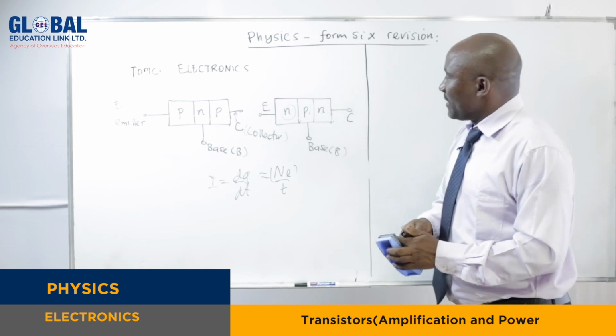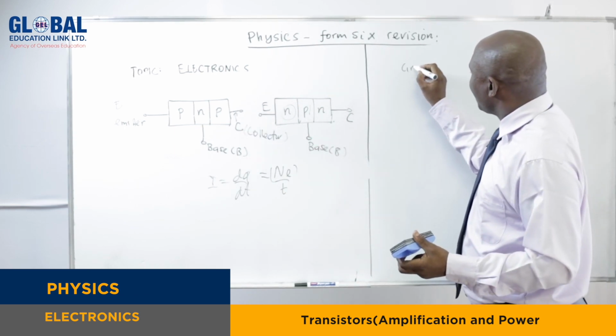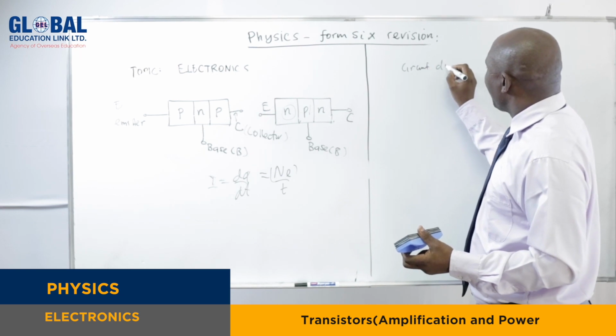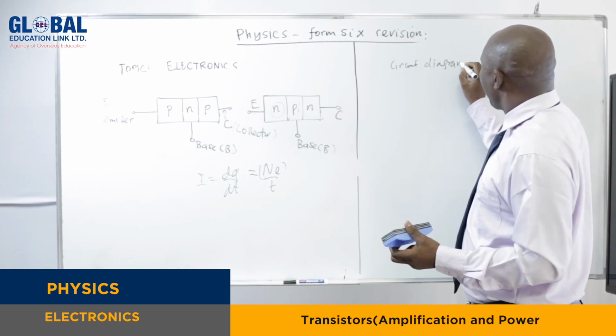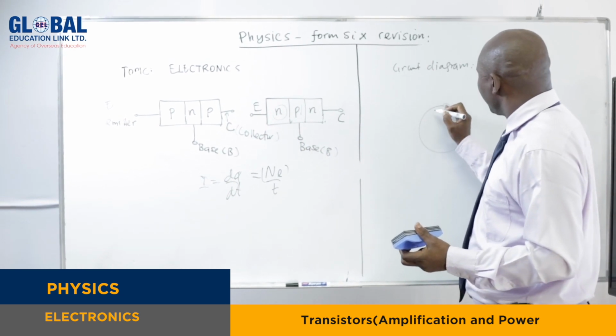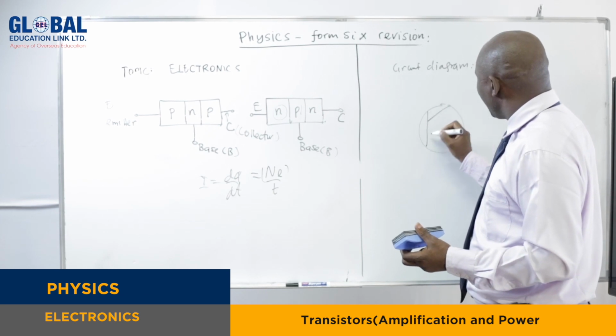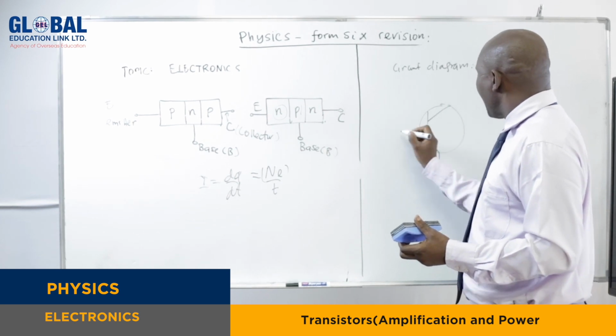Now, this is the diagram. But when we talk of the circuit diagram for a transistor, if you remember, we had this. This is the type of transistor we have, and this is the arrow.